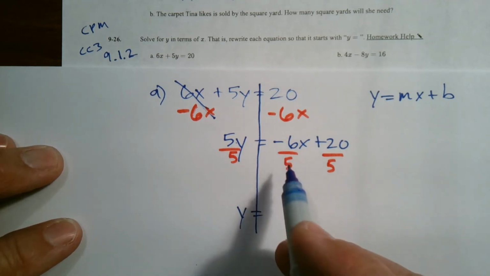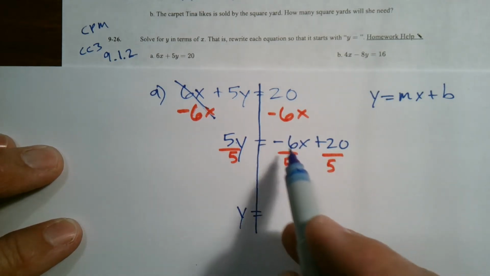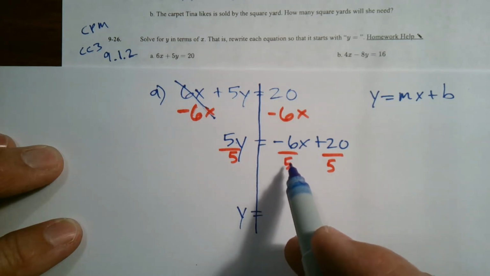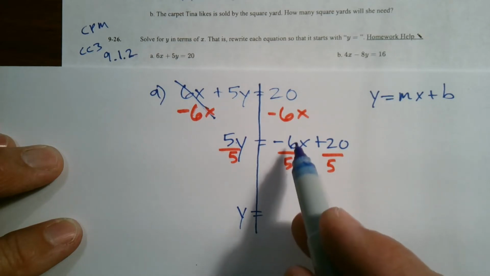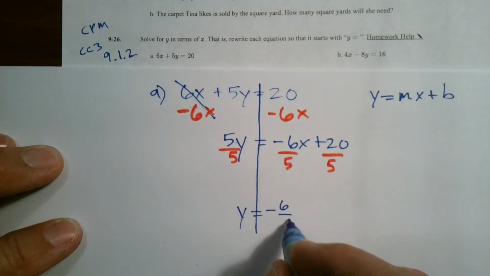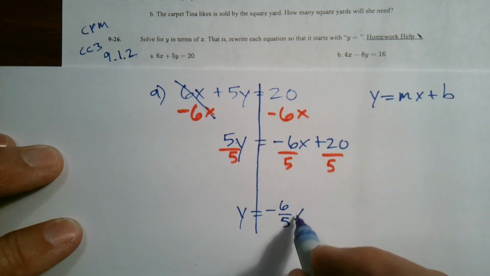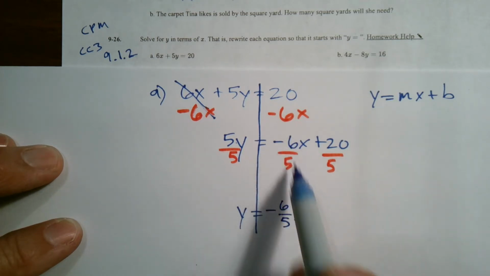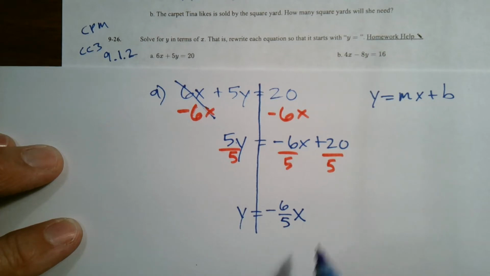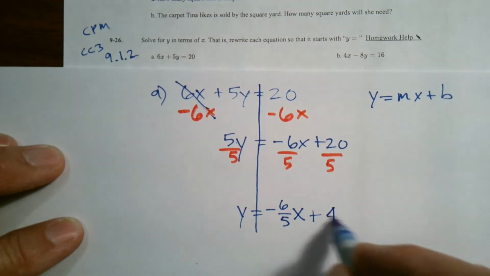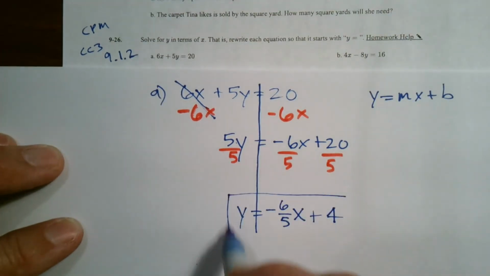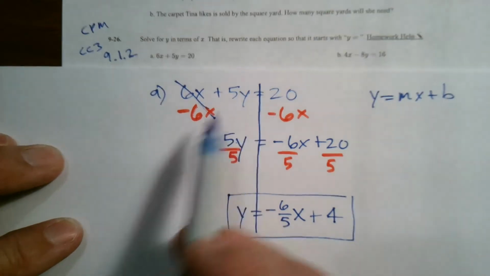When I rewrite this, I look at each term separately. This is negative 6x all divided by 5. You just look at the numbers. 6 and 5 don't divide evenly, so I'm just going to leave it. It's really negative 6 fifths, and then the x just sits on the outside. That's my first term. Plus 20 divided by 5. Well, 20 does divide by 5. It goes in there 4 times. So there's my first answer for solving for y with that equation.